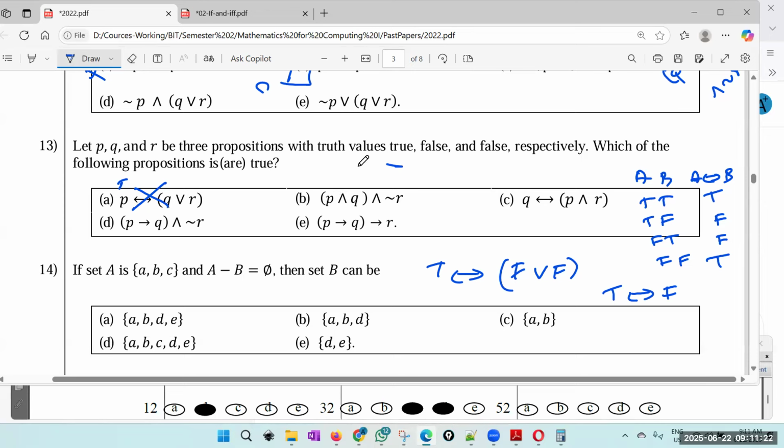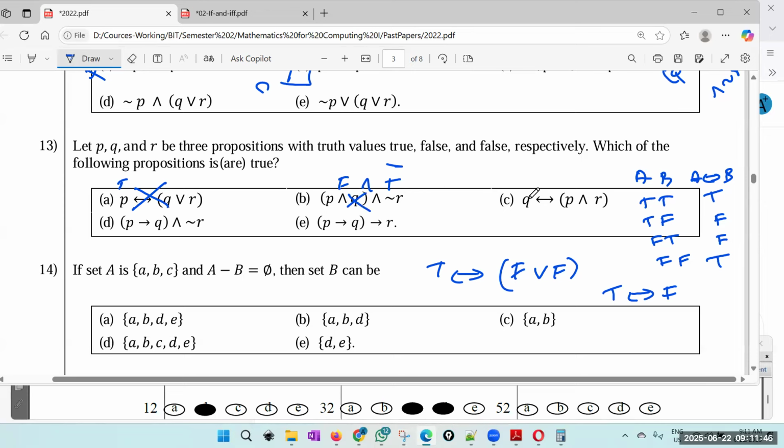What about this? P and Q. True and false is false. And not R. R is false, so not R is true. False and true is false. So therefore, this is false. This is not the answer.